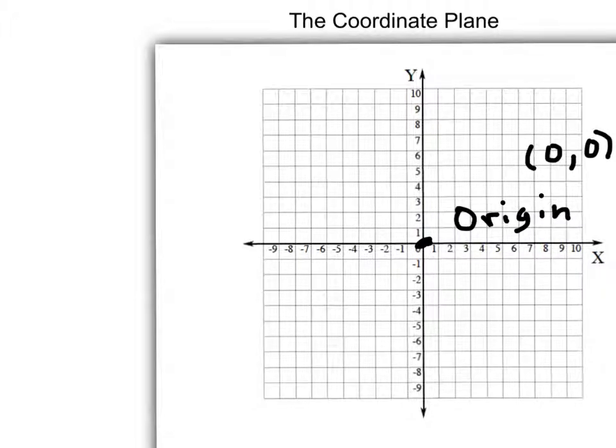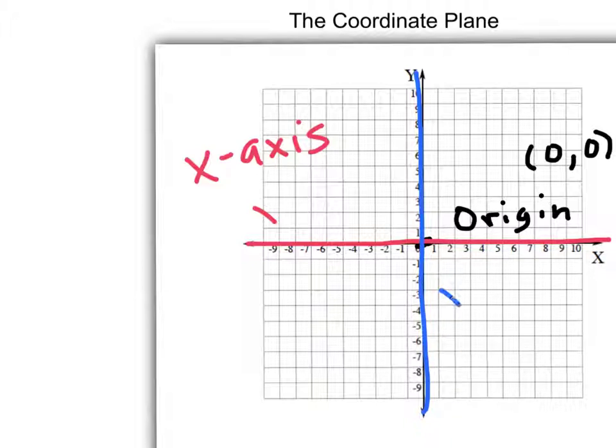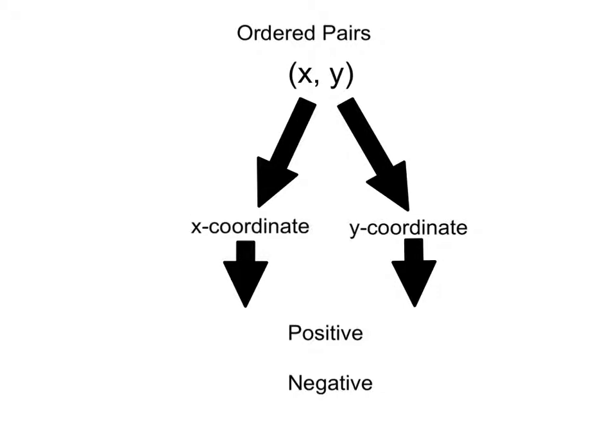Now the next important thing we're going to talk about right here, this number line is called the x-axis. May also be called the horizontal axis. Right here, this is the y-axis, also known as the vertical axis. Okay, now you're going to be given ordered pairs like this, except instead of having x and y, you're going to have numbers in there.